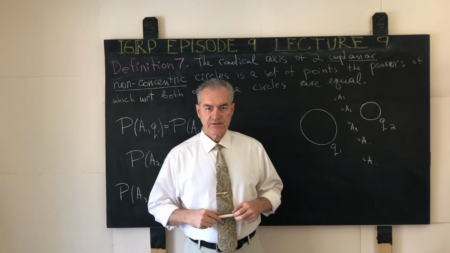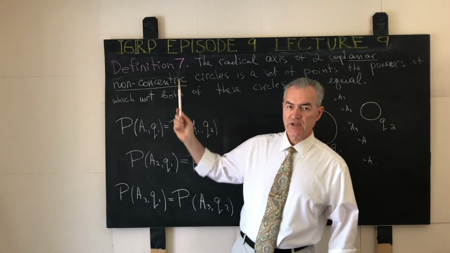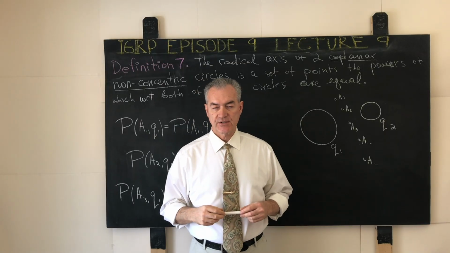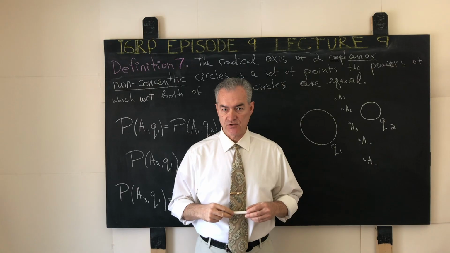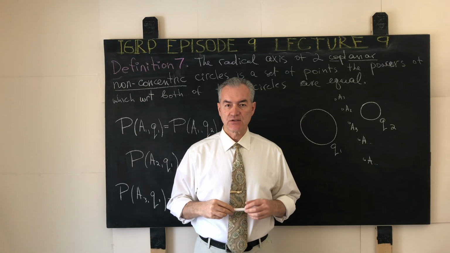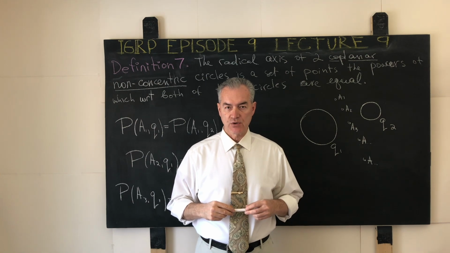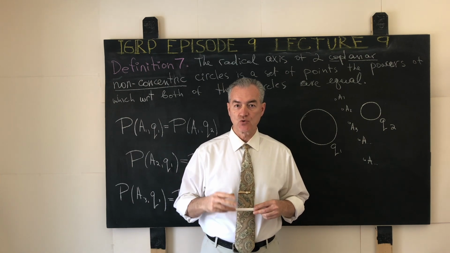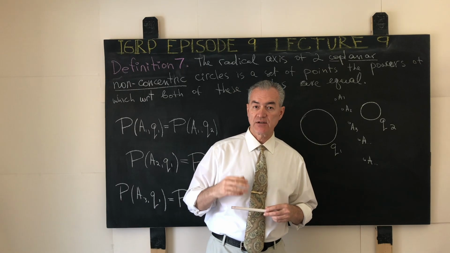That is, as the definition number 7 of our course, we will take it that the radical axis of two coplanar and non-concentric circles is the set of all the points in the parent plane, the powers of which with respect to both of these circles is one and the same.